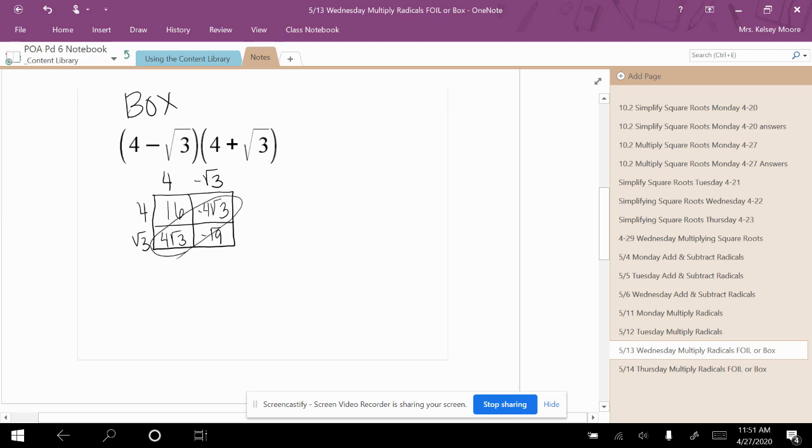When you end up adding those together, let me write this out. Negative 4 square root of 3 plus 4 square root of 3. They cancel. And then the square root of 9 is 3. So 16 minus 3 is 13.